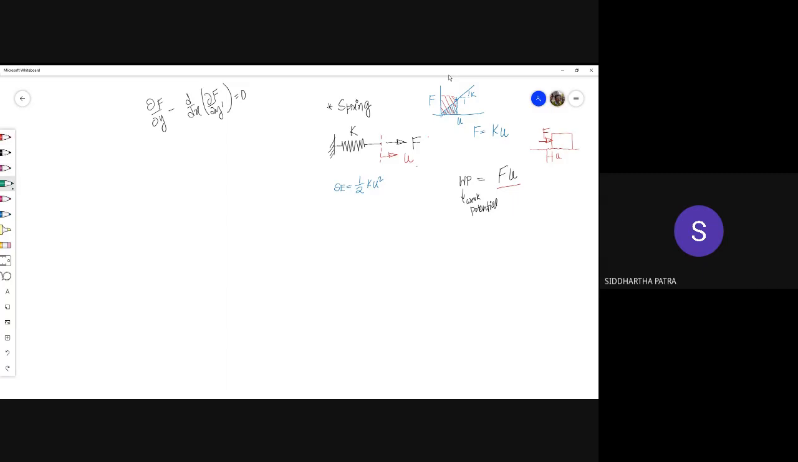Now with these two, I'll define a third quantity, and I'll call it the potential energy, which is defined as the strain energy minus the work potential. So the final expression for this quantity is half k u squared minus Fu.